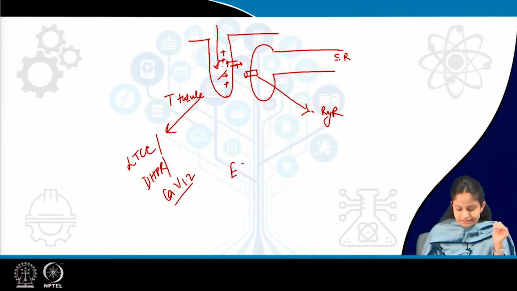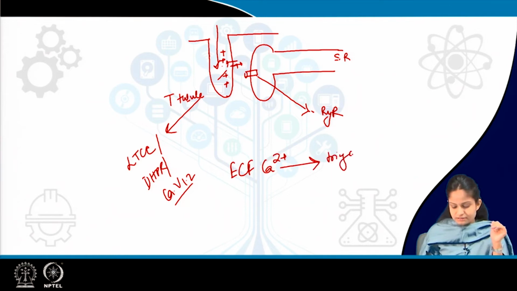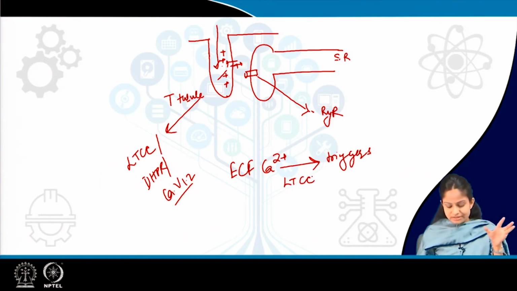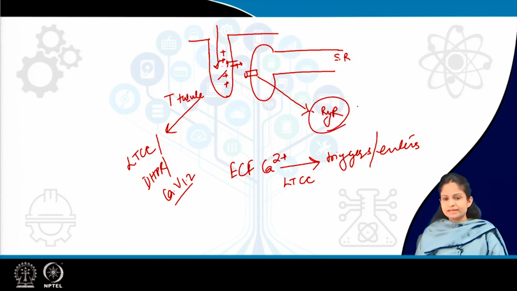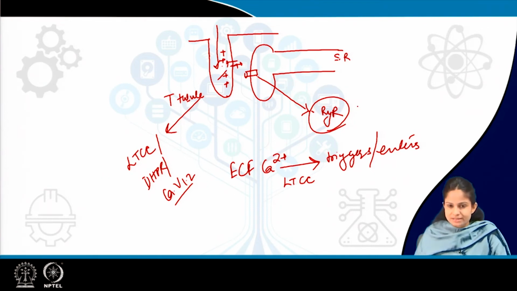So, extracellular calcium triggers the L type of calcium channels. This extracellular calcium enters through the L type of calcium channels, the voltage gated calcium channels will open, and the calcium will get influxed from extracellularly inside the T tubules, and obviously it will stimulate the other receptors, that is ryanodine receptors. Now, these ryanodine receptors are present where? These are present in the cisternal end.